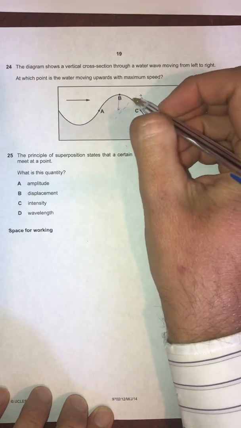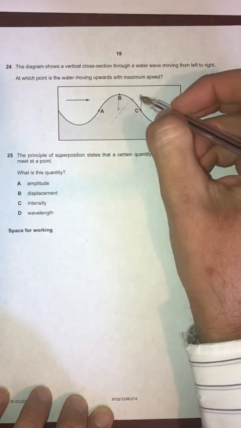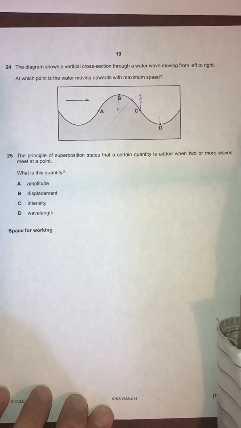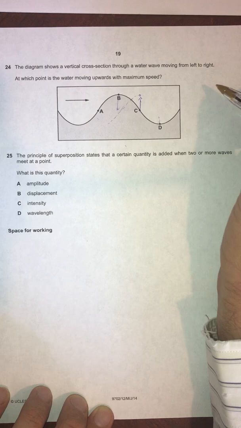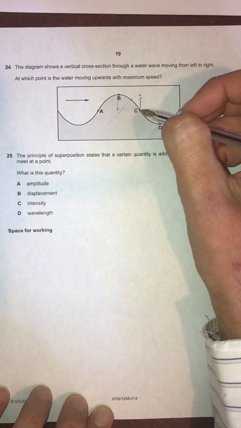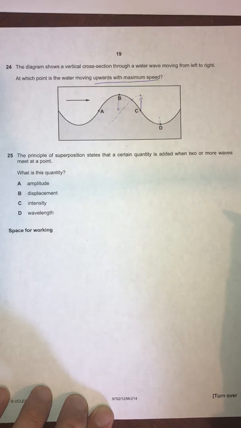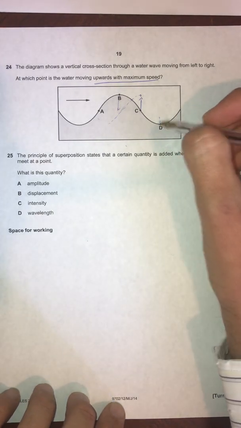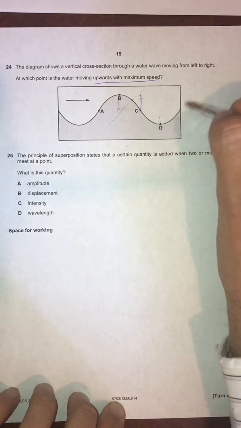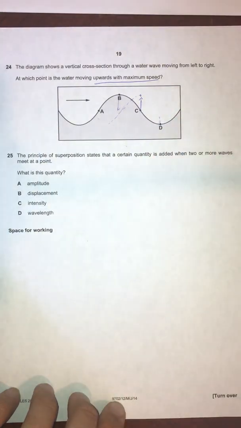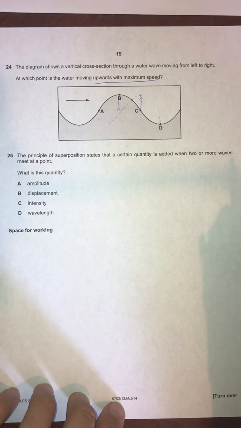So you can imagine what the wave would look like in just a moment. And clearly point C is going to be the point which is occupying the crest position. So in order to get there, it's got to be moving upwards with maximum speed. Point D, like point B, has a speed of 0. It's just reached the trough, and then it's going to be moving back upwards as the wave moves from left to right.